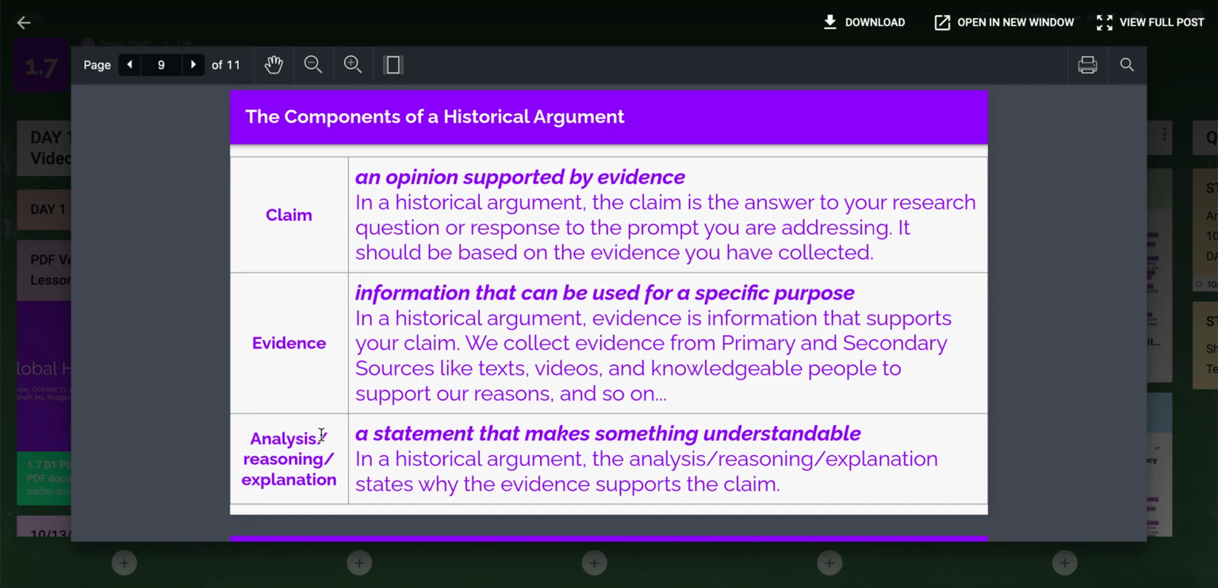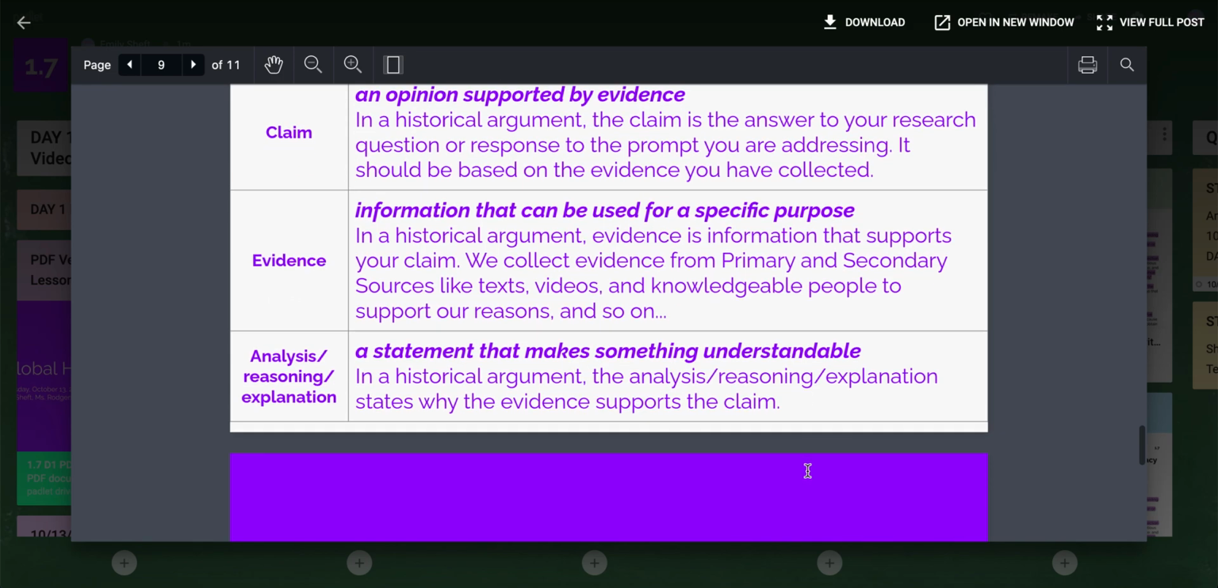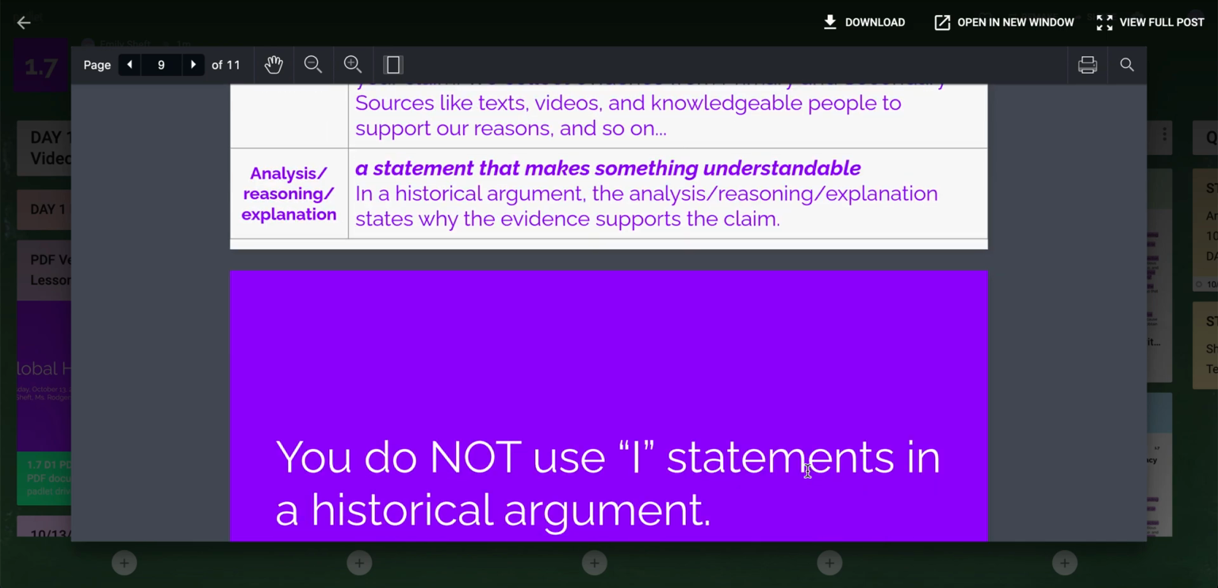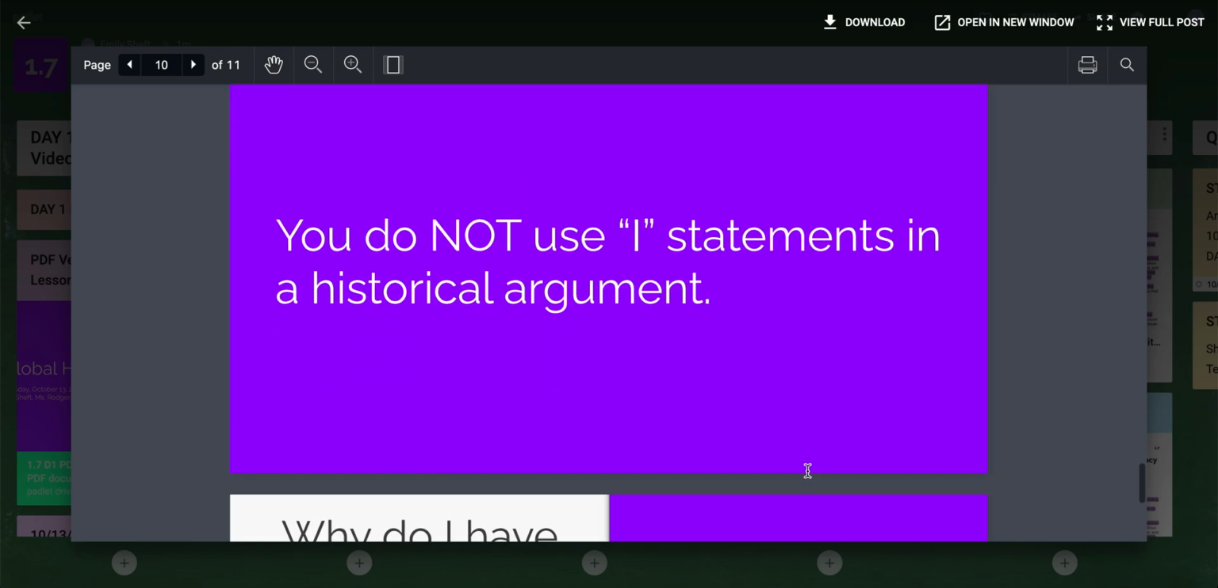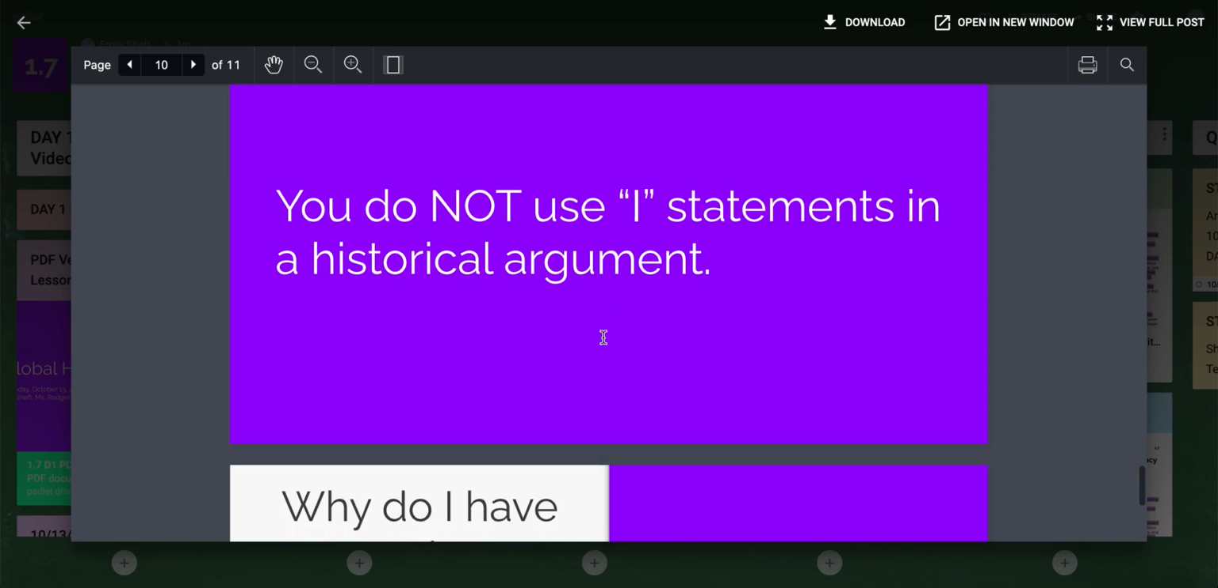And then evidence really needs to be supported by your analysis, reasoning, and explanation, which are those statements that make something understandable. In a historical argument, the analysis, reasoning, and explanation states why the evidence supports the claim. And just one other little note, in a historical argument, we do not use I statements.